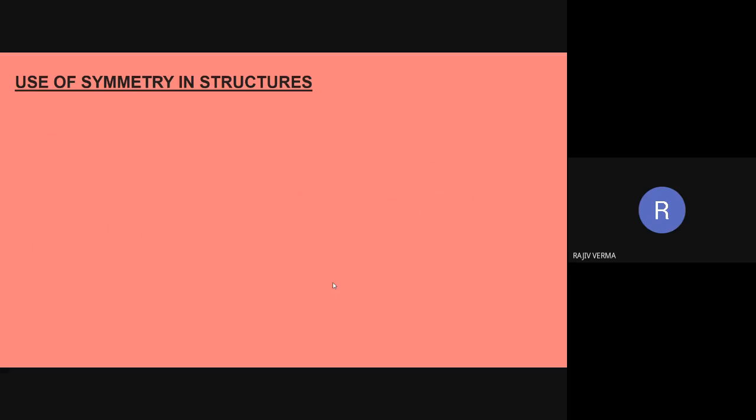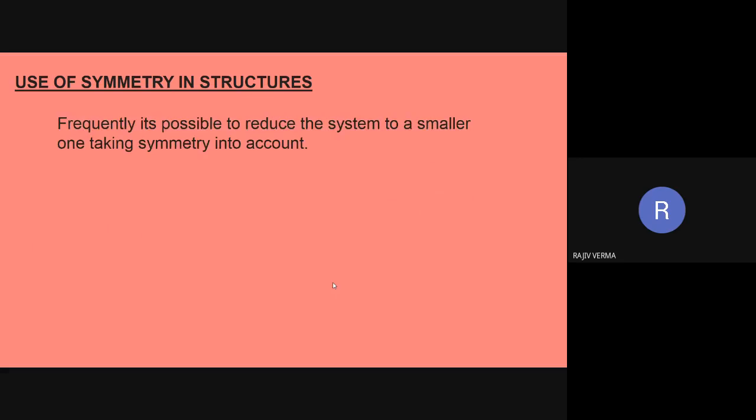And now we are going to have a slight discussion with respect to the symmetry of structures. Symmetry is one of the concepts which arises frequently in every assemblage, and it is frequently possible to reduce the overall system to a smaller system by taking symmetry into account. This obviously reduces the number of degrees of freedom to be dealt with. So this basically simplifies our work.